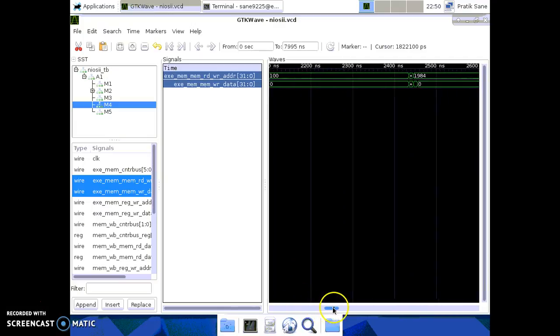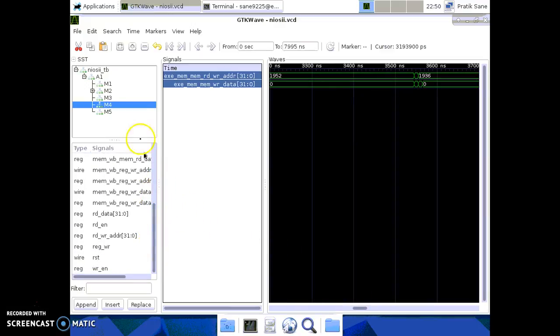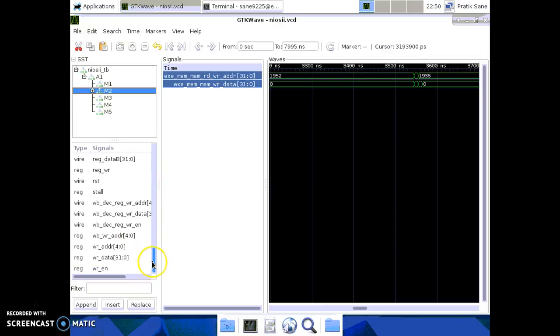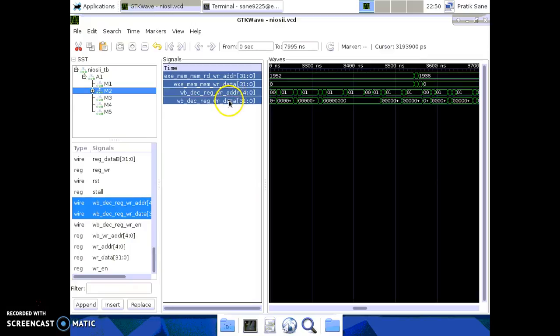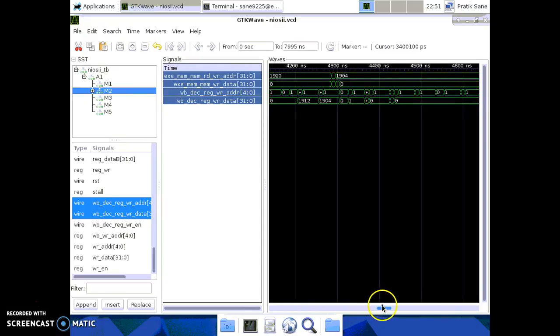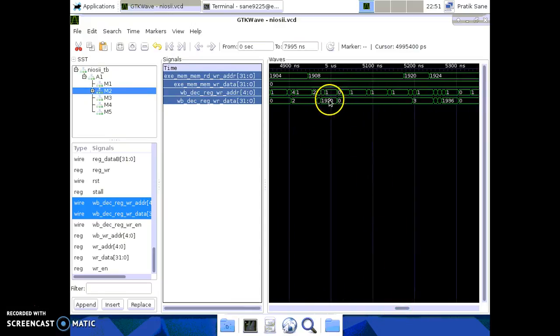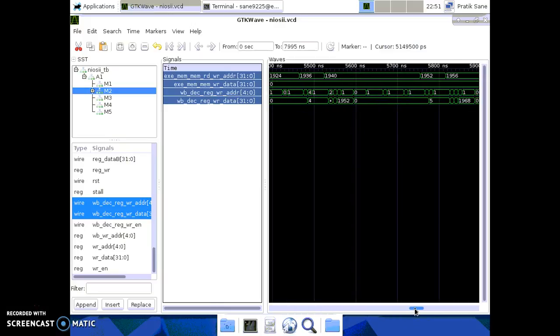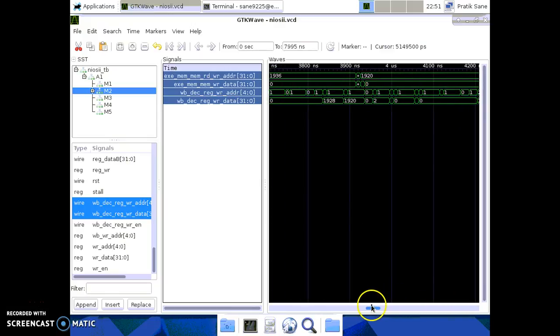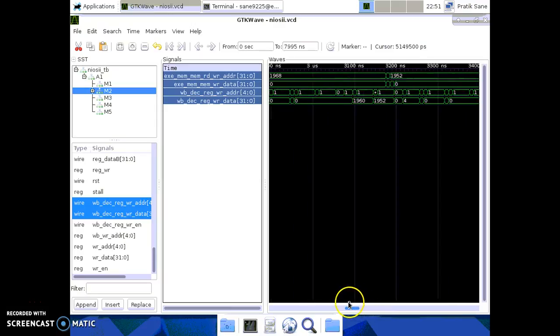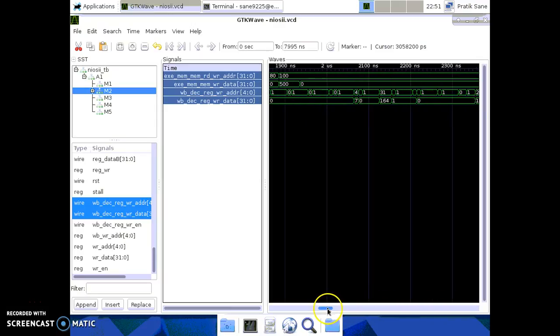Then for the factorial code, my final answer is in the register R2. That's why I will append these two signals right back to decode register address as well as the data. And then let me convert them to decimal. So these are all the stack values since my stack is initialized to 2000. So that many times the stack is getting expanded and shrunk. So let me show you how the stack expands and shrinks.